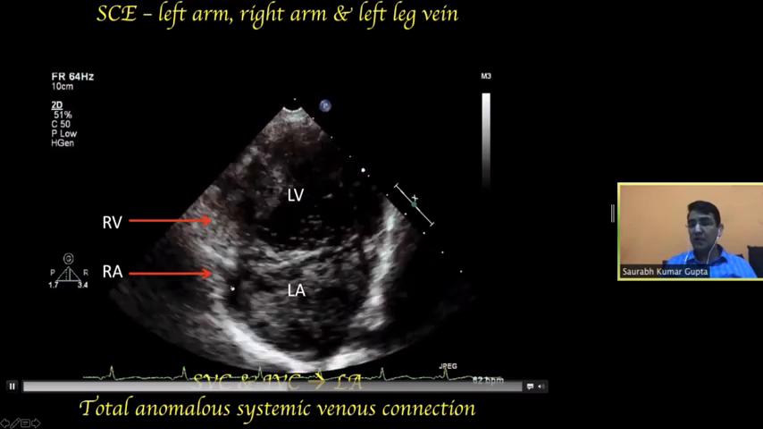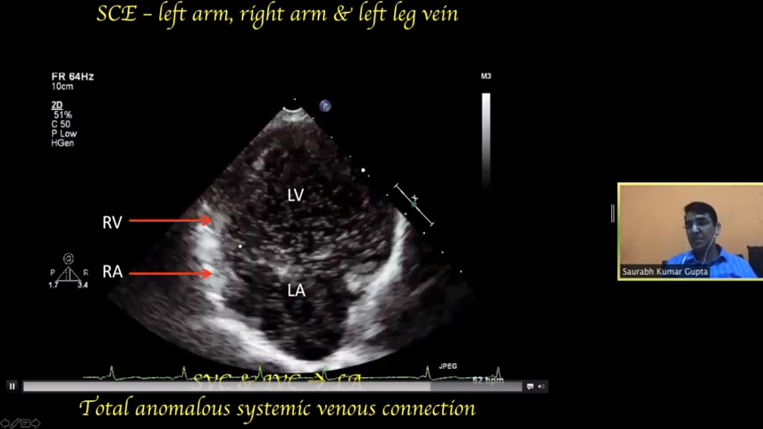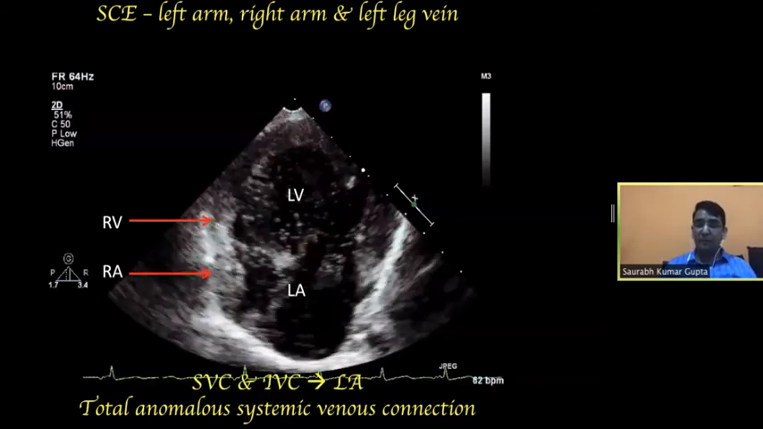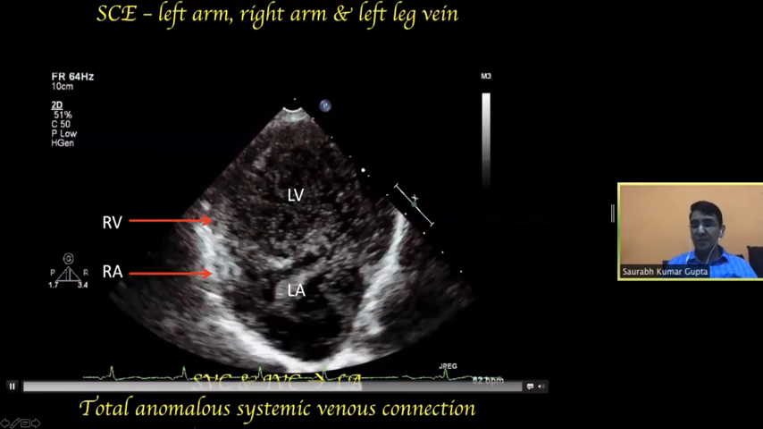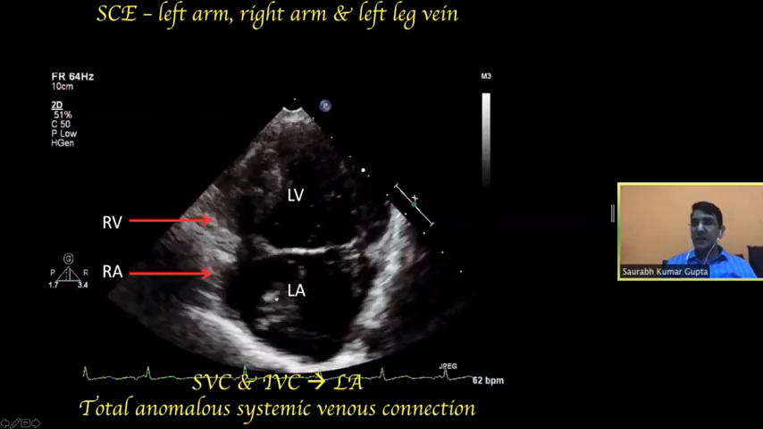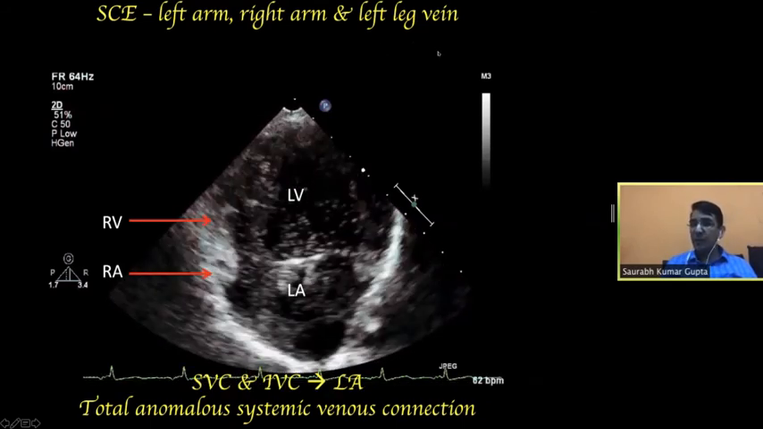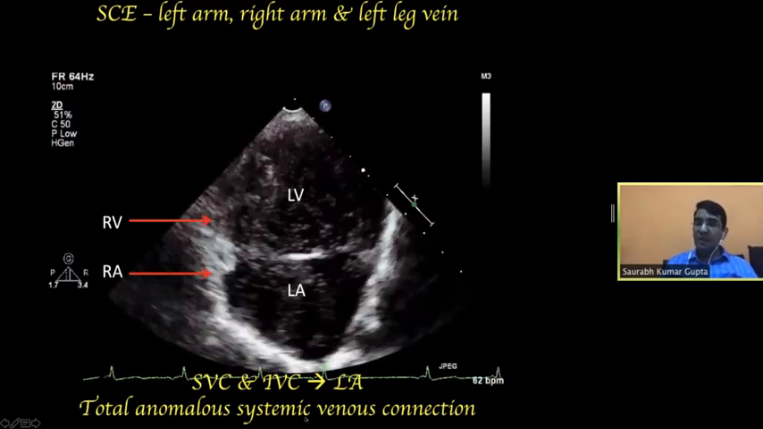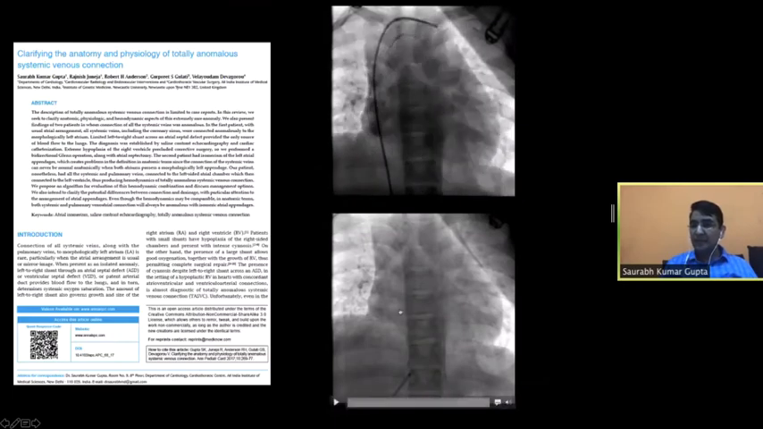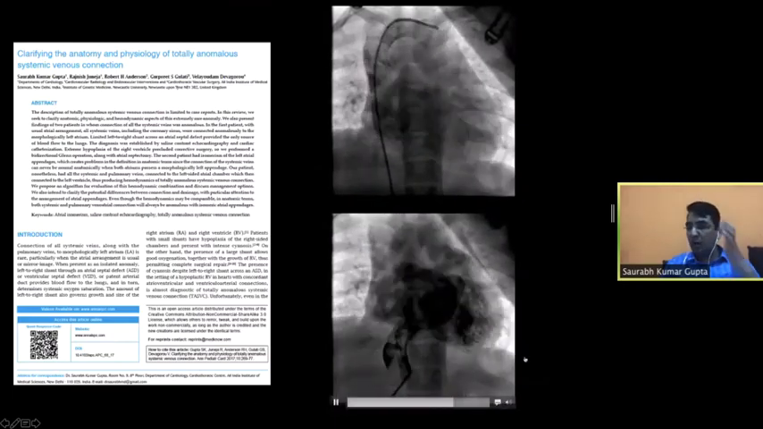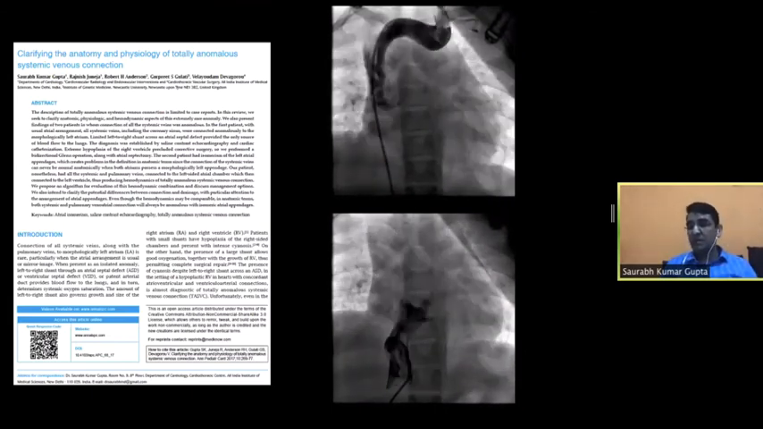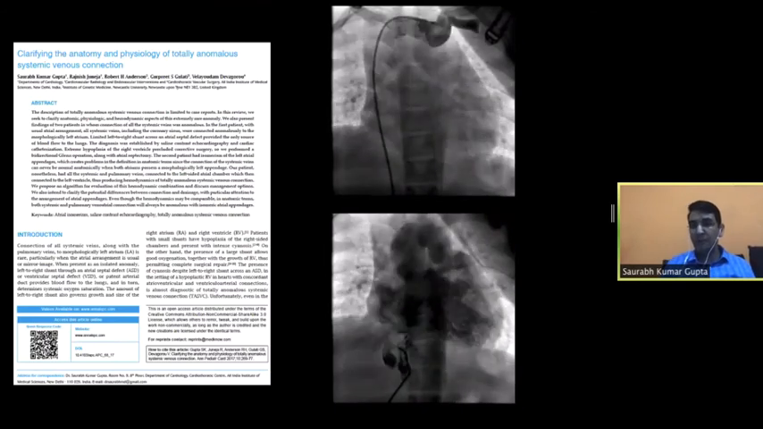You can also notice that the right atrium and the right ventricle are much smaller than the relatively dilated left atrium and left ventricle. Now, this was a case of total anomalous systemic venous connection, where the SVC, as confirmed by the arm veins, and the IVC, as confirmed by the left leg vein injection, were anomalously draining to the left atrium. This is the paper we published based on this, and this was further confirmed on catheter angiogram. So saline contrast echocardiography gave us a lot of confidence as to what we were dealing with.